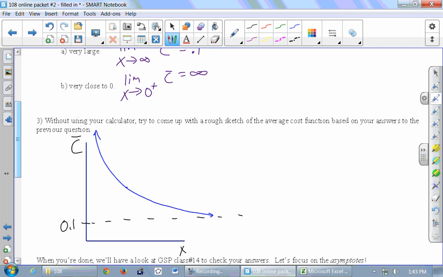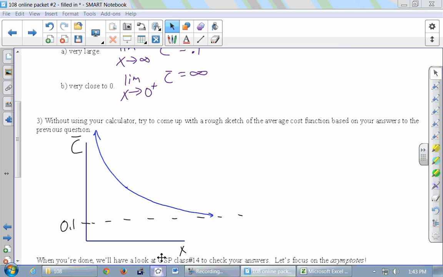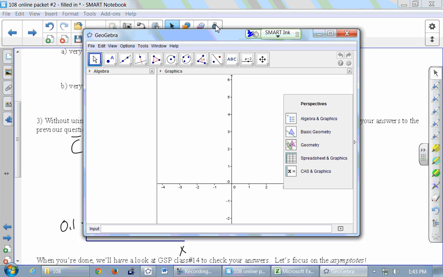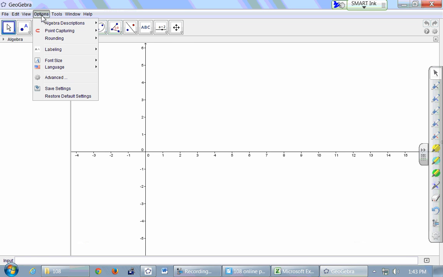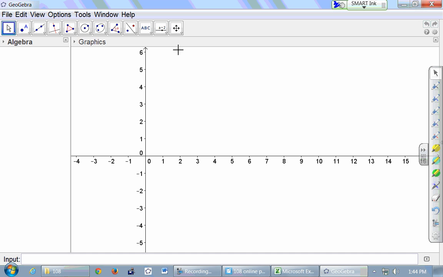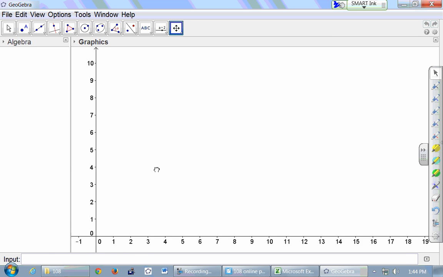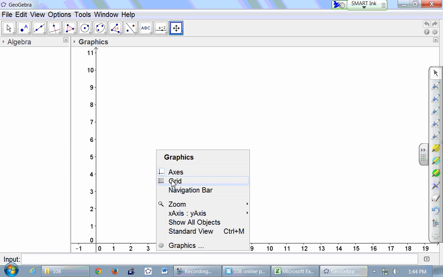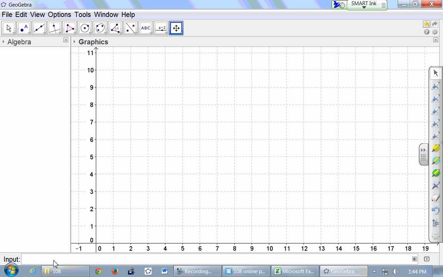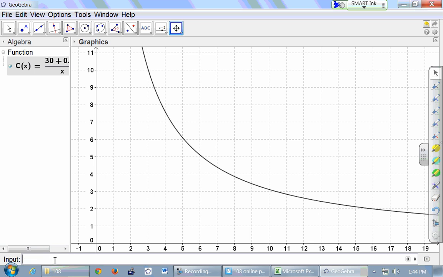Okay, and then it says we can take a look at a GSP file. Let's just go ahead and make a Geogebra file from scratch for this one to confirm. So I'm going to fix the font size and make that a little bit bigger, make it easy to see. Click on this guy and then drag in the open space. Right-click in the blank space to turn on the grid. Okay, so the function that I want to type in here is C of x equals, just what we had before, 30 plus 0.1x, and that's divided by x.